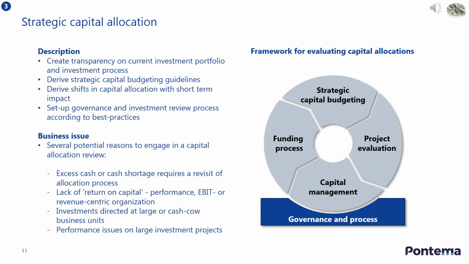Firstly, create transparency on the current investment portfolio and funding process. Secondly, translate strategic priorities into investment guidelines and budgets for the business units. Thirdly, systematically evaluate and prioritize investments based on differentiation criteria. Fourthly, define shifts in capital allocation for short-term impact, such as reducing capital allocated to an underperforming project or increasing capital to an overperforming project. And lastly, set up a governance and investment review process according to industry best practices.